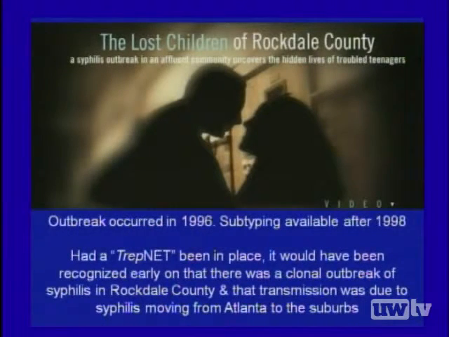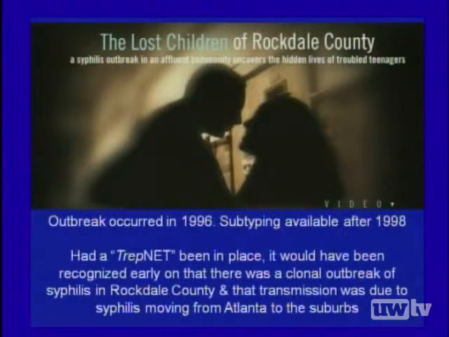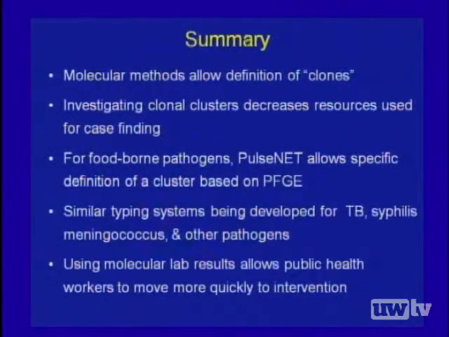This is actually the story of the lost children of Rockdale County. It is a true story. The outbreak did occur in 1996, but there was no subtyping available at the time. There was no subtyping that was generally used until 2000 when we used it in the Carolinas and in Arizona. But had TrepNet been in place, it would have recognized very early on that there was a clonal outbreak in this particular county, and that transmission was primarily due to syphilis moving out of Atlanta into Rockdale County and Conyers High School specifically. So in summary, molecular methods do allow us to define clones.